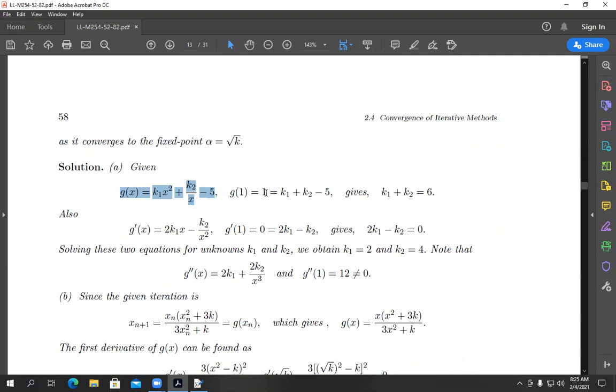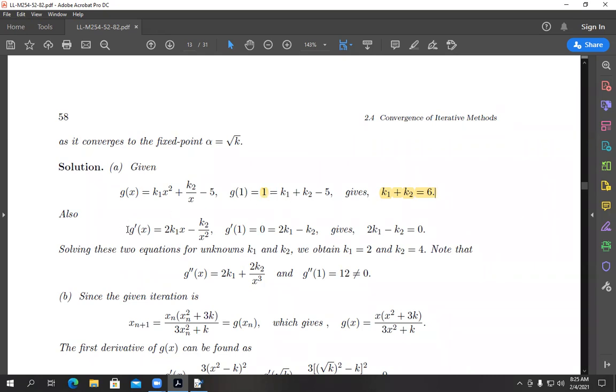And this is equal to what? The 1, because 1 is a fixed point. And when you simplify this, the first equation is: you take minus 5 to the other side, with 1 already on the left hand side. So k1 plus k2 equals 6.